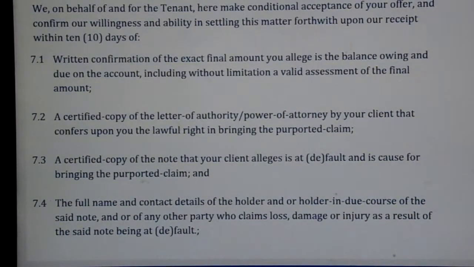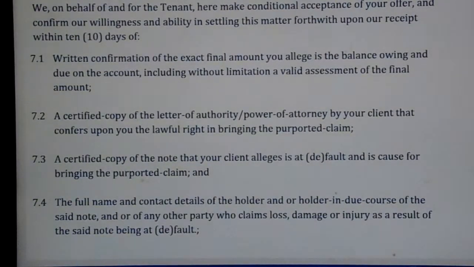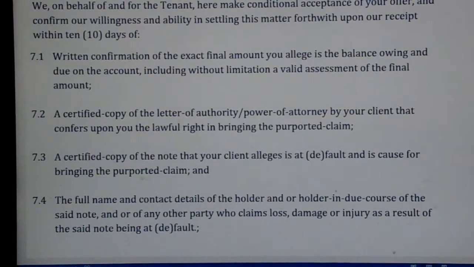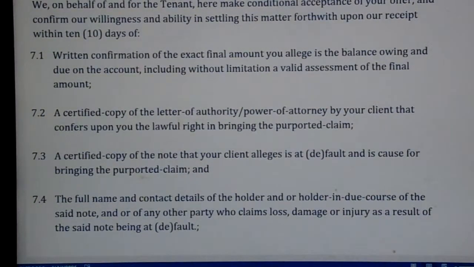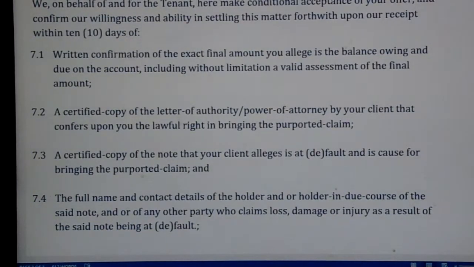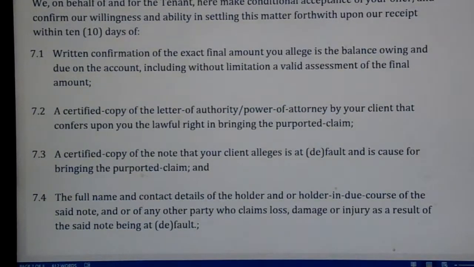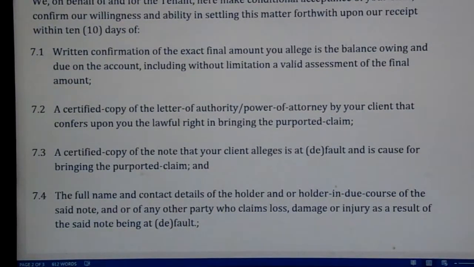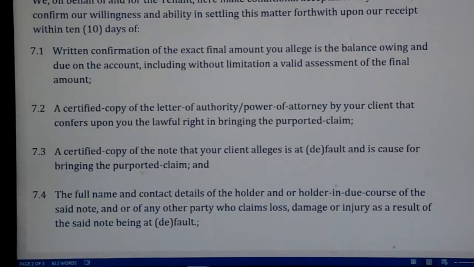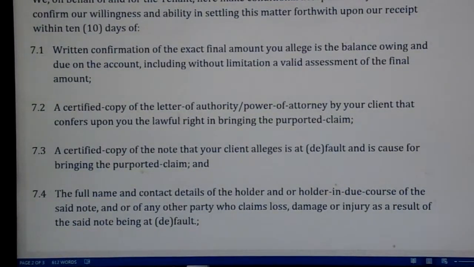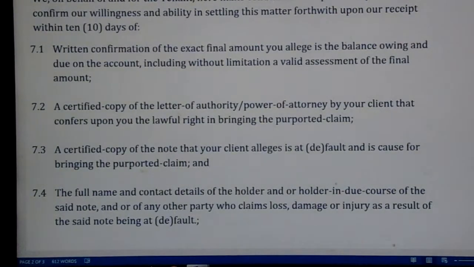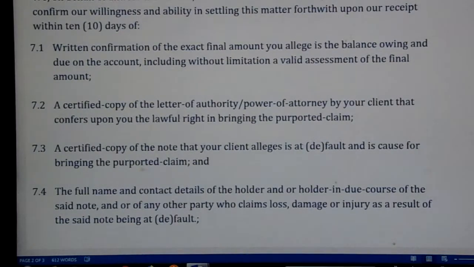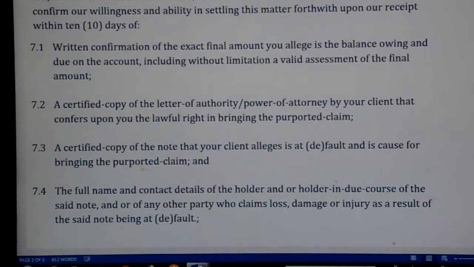The third one is a certified copy of the note that the client, the bank, alleges is at fault and is the cause for bringing the claim. So there must be a note somewhere that hasn't been paid. And finally, we need to see the full name and contact details of the holder or holder in due course of the note, or any other party who claims that they've incurred loss, injury, or damage as a result of the note being at fault. Simply means who has suffered any financial loss because you haven't paid your mortgage. So let's see who. We need the full name and their contact details.